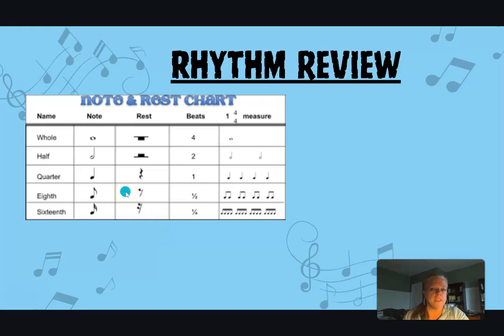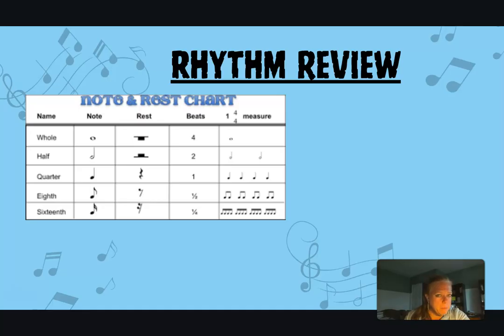This is the same thing for the rest. The 8th rest looks like a 7 with a zit on its nose. Well, the 16th rest looks like it has 2 noses each with zits on them. It doesn't make any sense, but there you go. Okay, a 16th note, one by itself, is only worth a quarter of a beat. And so in 4/4 time, you need to have 16 of those 16th notes to fill an entire measure. All right, everything else is basically the same.